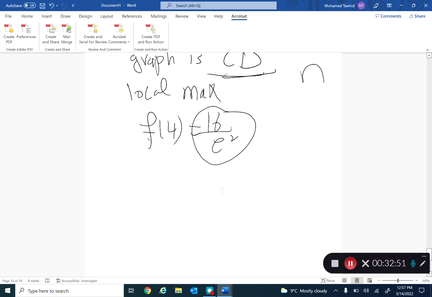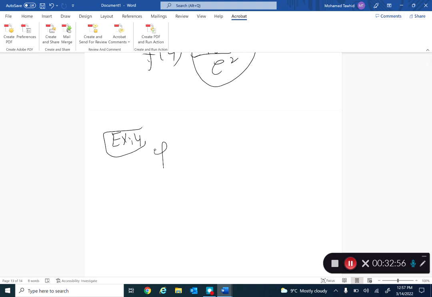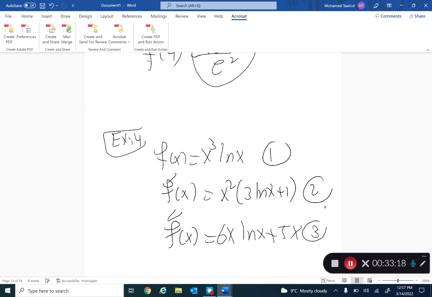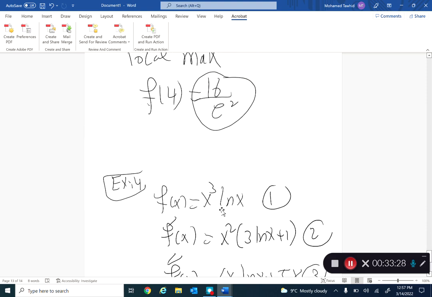All right. Let me give you one example here and finish. Example number 4. You have f of x equal to x cubed ln x. What is your f prime? Call it equation 1. Your first derivative here is x squared times 3 ln x plus 1, equation 2. Second derivative here, I just give it to you: 6x ln x plus 5x. That is equation 3. So what is the question? Find and classify the critical point using the second derivative test.